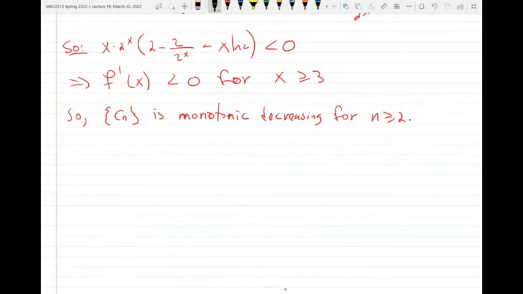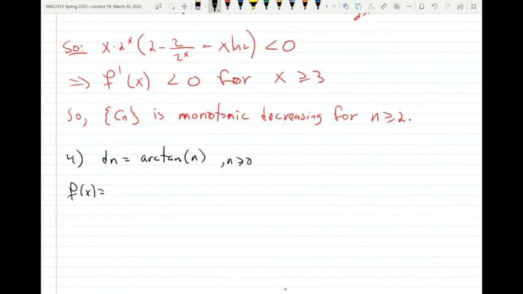And then how about this one? Arctangent. So the a_n is going to be arctangent of n. Here calculus is a one-shot answer, right? So if we consider, and here we can say for n greater than or equal to 0, f of x equals arctangent of x, then what's the derivative? 1 over 1 plus x squared.